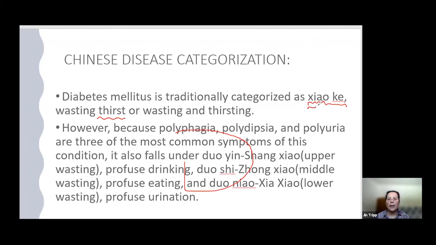So generally we say diabetes has 3 more symptoms. People drinking more, thirsty, trying to drink more, that we call 上焦. It means upper jaw. The people perform more drinking, drinking more water.